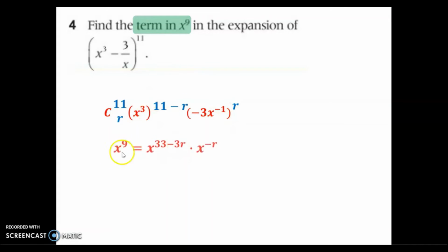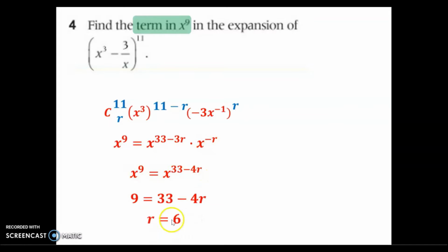So let's try. So we need the result of x to the 9th, and the only things with x here are x cubed, so that multiplied is x to the 33 minus 3r when you multiply those. And over here, x to the negative 1 with the r here is x to the negative r. Ignoring all the numbers, so we're ignoring the combination, we're ignoring the negative 3, we're just looking at the variables because we know we want the term with the variable being this. Okay, combine these. When you multiply, you add here, so we get 33 minus 4r. Now solve the exponents by setting them equal to each other, and you get r equals 6.